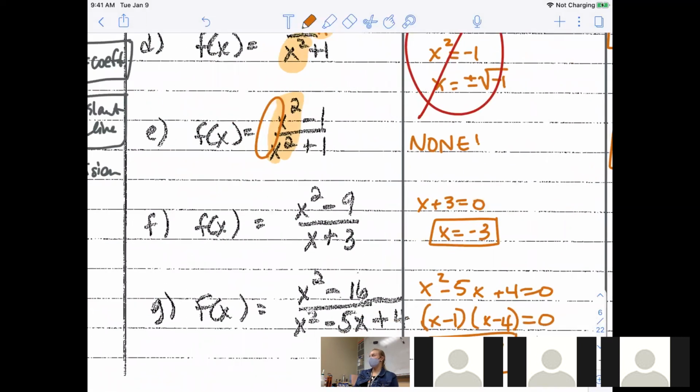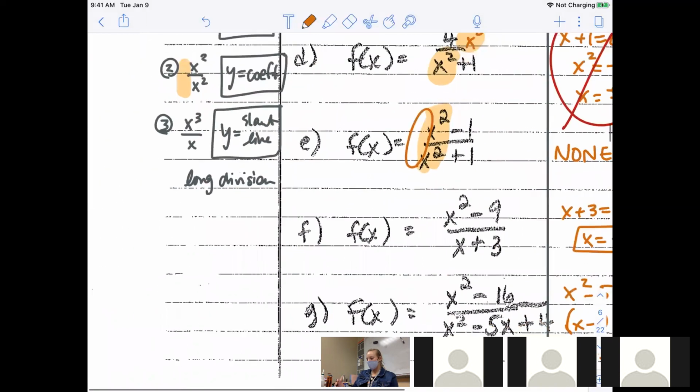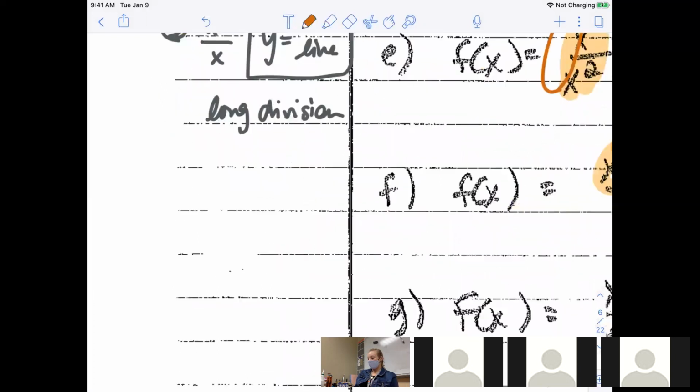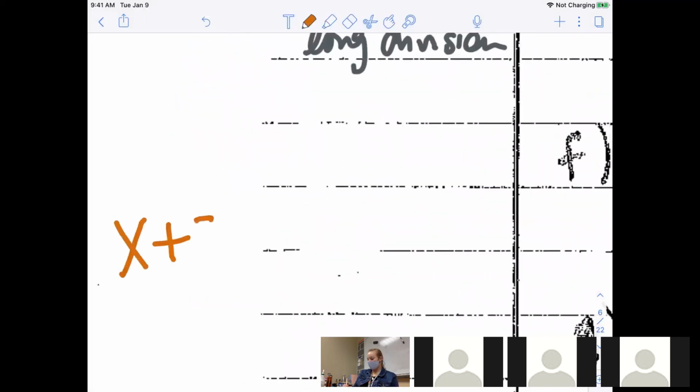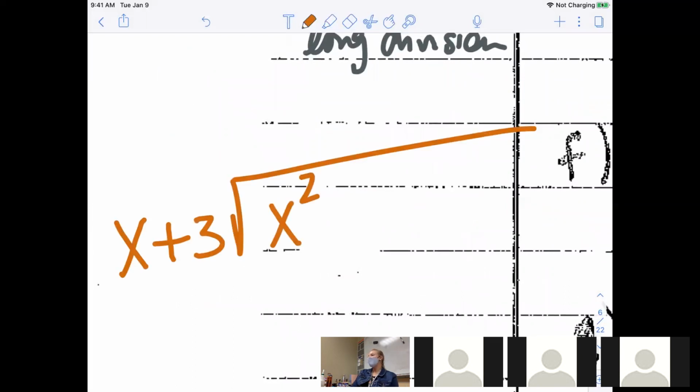Ooh, F is one of those funny ones. F is one of the ones where it's bigger on top than it is on bottom. Let's do a long division. It's going to end up being a similar answer here, but I can't promise that's going to happen every time. So I am going to do a long division. I'm going to have x plus 3 on the outside, and underneath I'm going to divide x squared plus 0x minus 9. If you forget the 0x, you're not going to get the right answer. You're going to have a hard time.